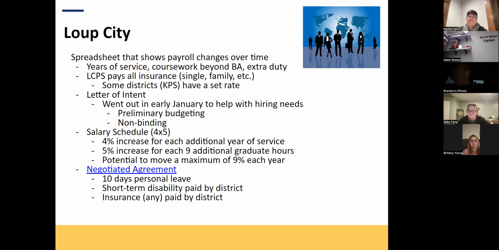So, yeah. Well, I was trying to scribble down notes as you guys were talking. You guys had so many good points. Just like the other folks have said, Loop City has a spreadsheet that's extremely similar to the other ones. It shows payroll changes over time. Obviously, we take into account years of service, coursework beyond the bachelor's degree, extra duty, all of that stuff.